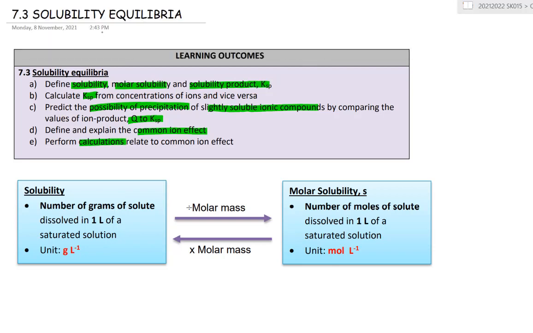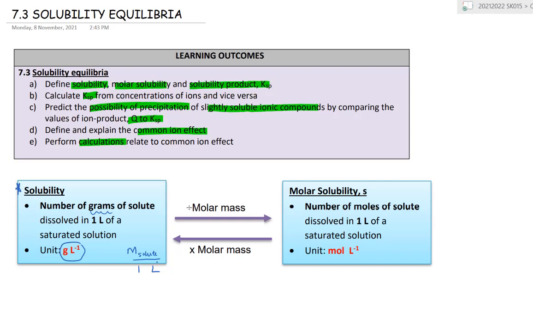First of all, the first term that you need to understand is the term solubility. So solubility is defined as the number of grams of solute dissolved in 1 liter of a saturated solution. Given the units here is gram per liter. So we have the mass of solute over 1 liter, which gives you a unit gram per liter.